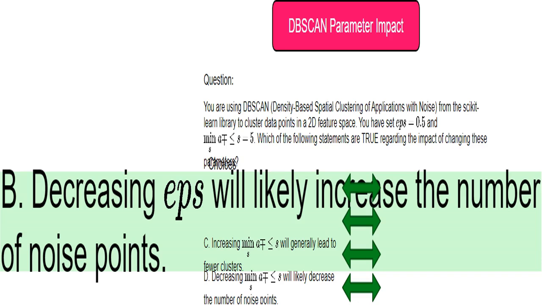Let's reduce the minimum number of points needed for a cluster, MINSAMPLES. Now, it's easier to form clusters. Even small groups of points can become clusters, leaving fewer points out in the cold. Less lonely points mean fewer noise points.